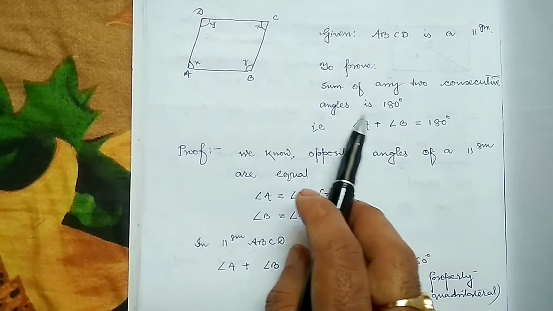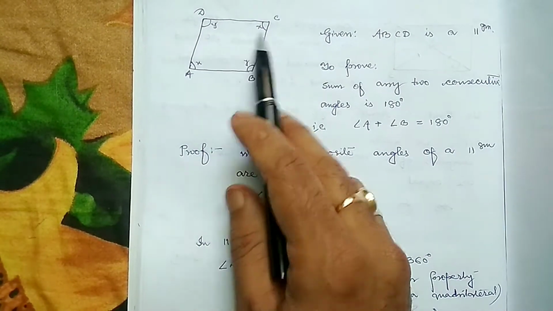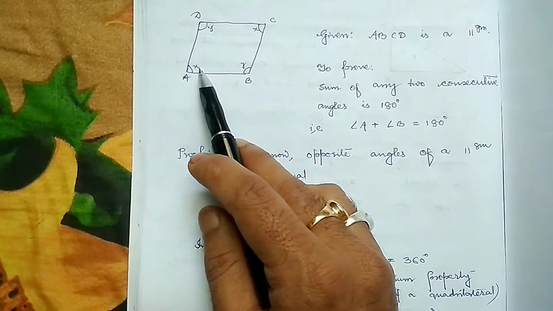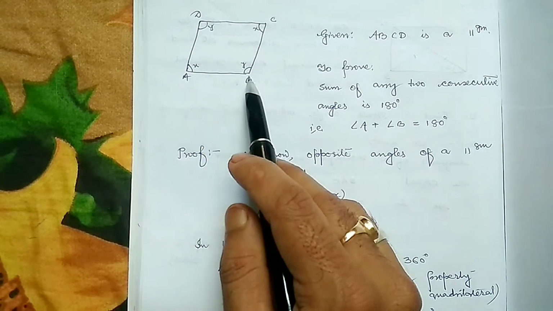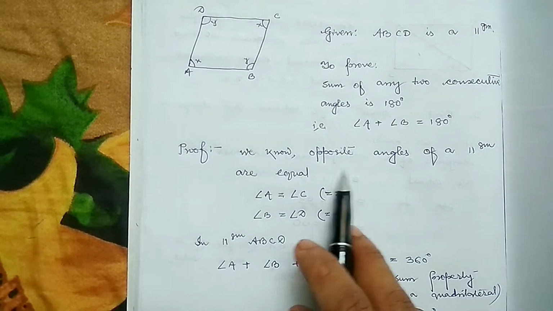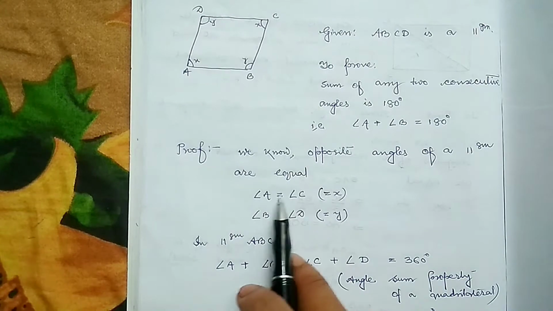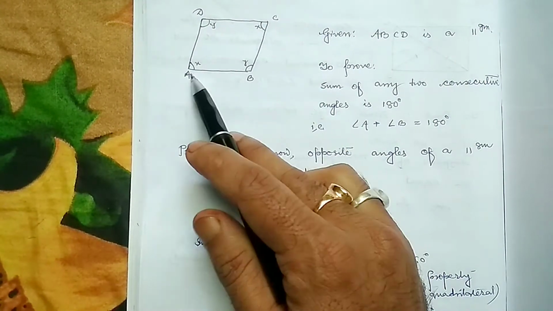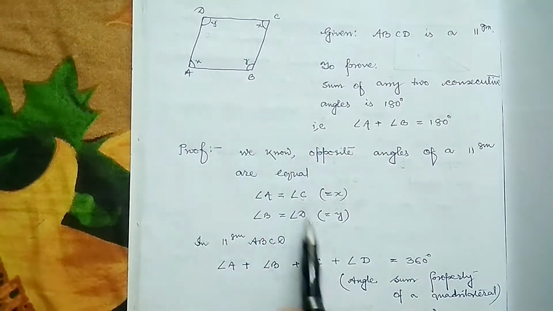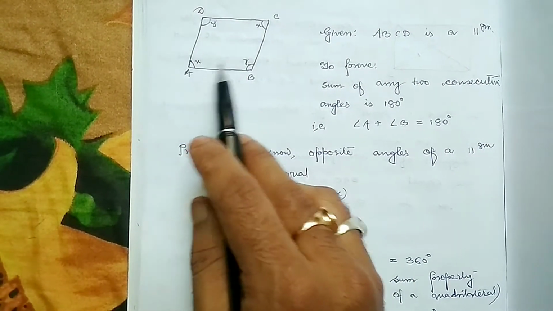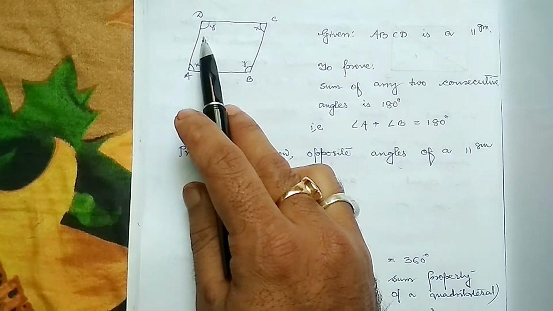Fine. Now how to prove this? We know opposite angles of a parallelogram are equal. So suppose I consider this one to be x, this also will be x. And if I consider this to be y, this also will be y. So angle A equals angle C equals x. We have considered this to be x and these two to be y. Now in this parallelogram ABCD, we know the sum of four angles equals 360.